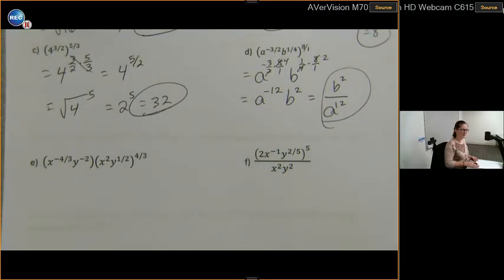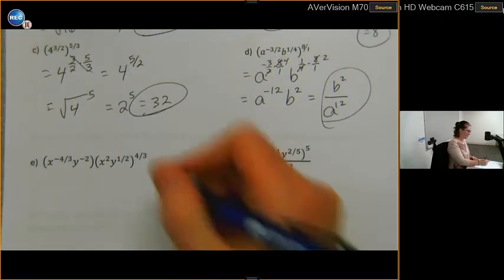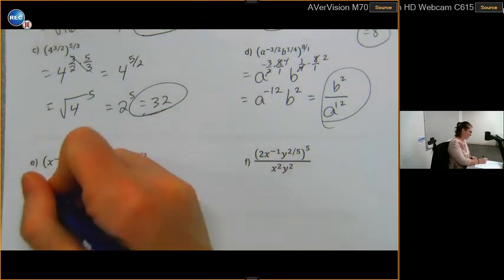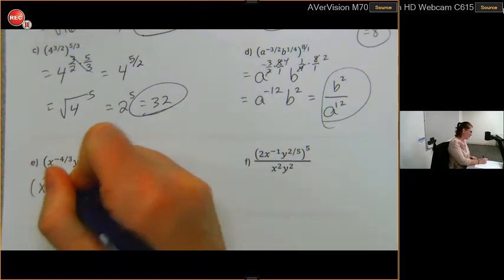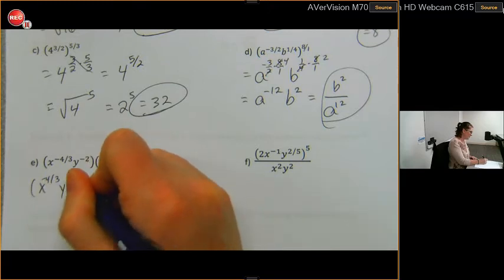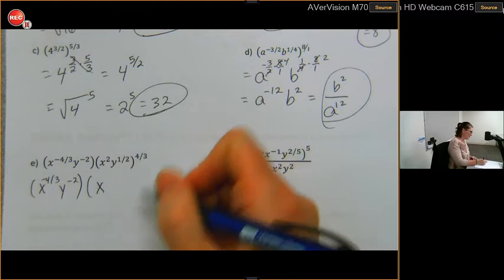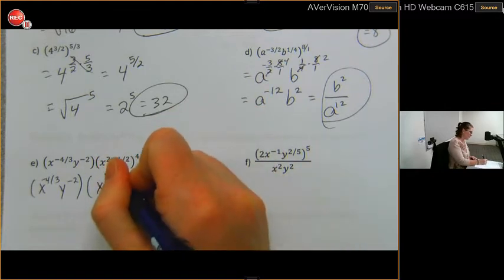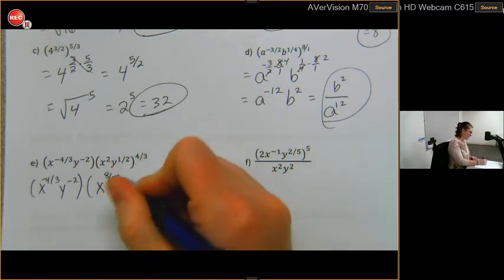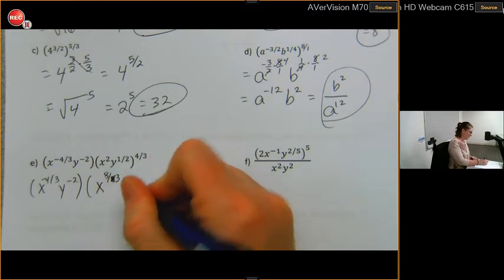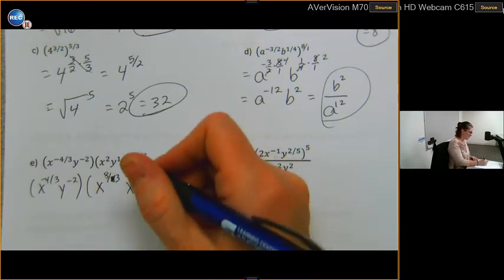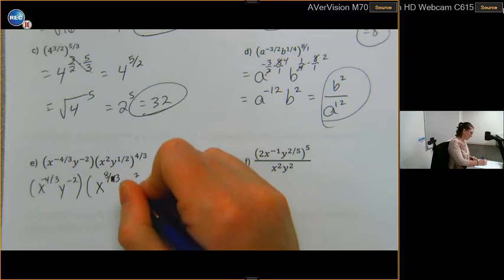Letter E. First thing I'm going to do is distribute. So I'm not going to do anything with the first parentheses yet. I'm going to distribute. So I have 2 times 4/3, and 1/2 times 4/3. And that's a y.